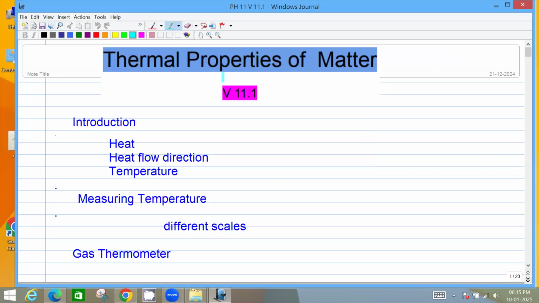This is video number 1 on thermal properties of matter. In this video, first I will introduce this topic. I'll discuss what is heat. Heat is a form of energy.